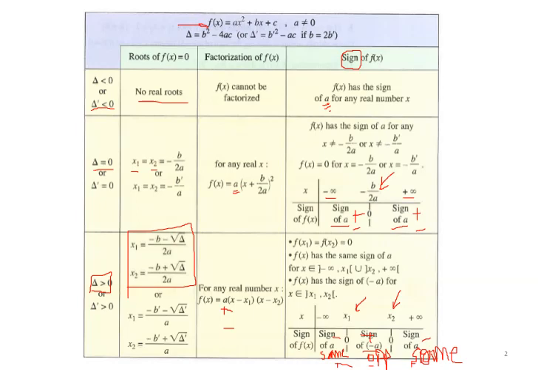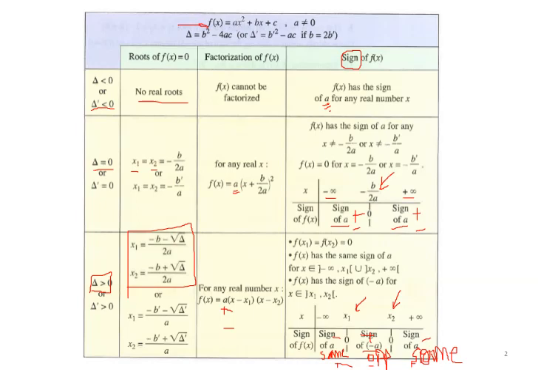Now, you know that when delta is equal to 0, we have a double root. What's the meaning of a double root? It means they are the same. So x1 is the same as x2, equal to minus b over 2a. In this case, f of x can be factorized, and we take a as a coefficient.